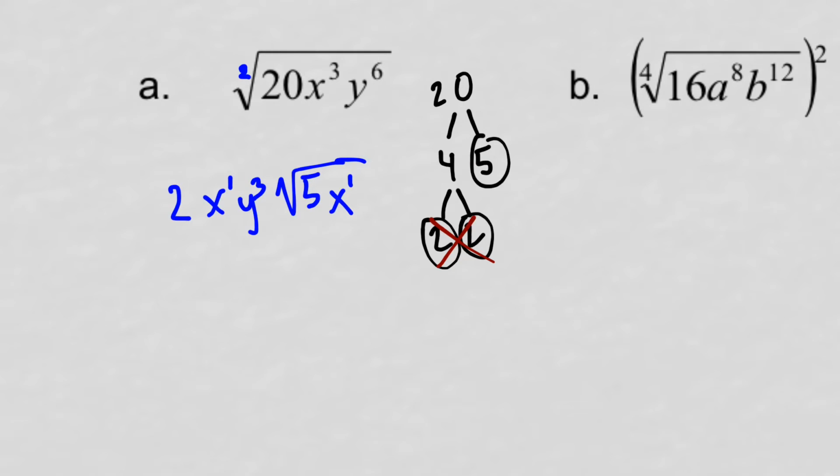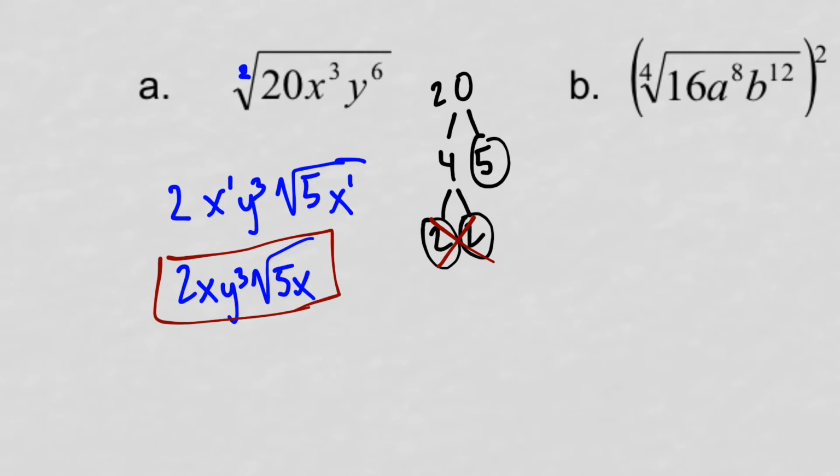There you go. Simplify it. Well, it's already simplified actually. The only thing we've got to do is get rid of that exponent, which is 1. So it's 2xy cubed radical 5x. Done. You don't have to write the index because the index is 2, so it's not necessary to write it in.